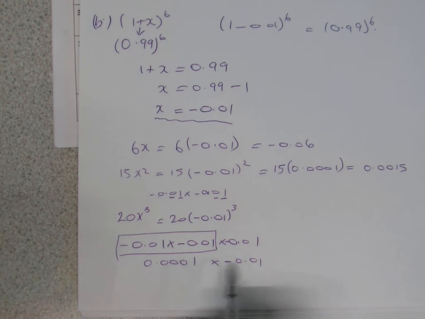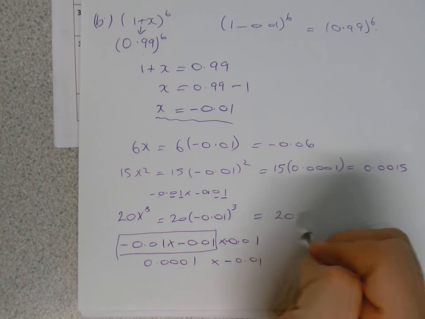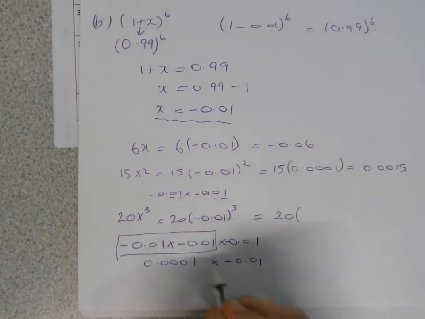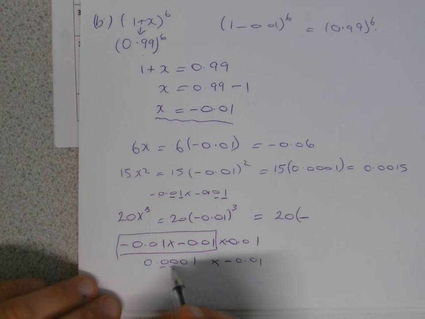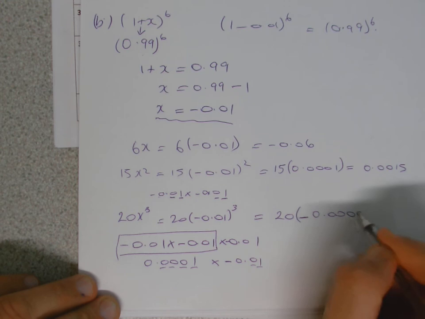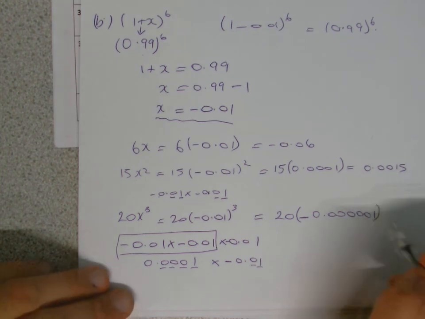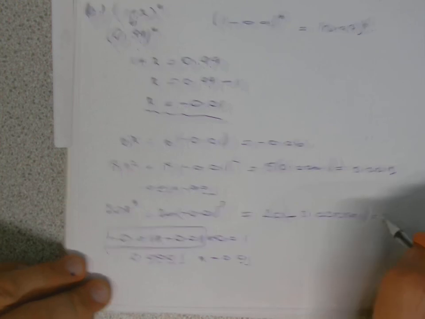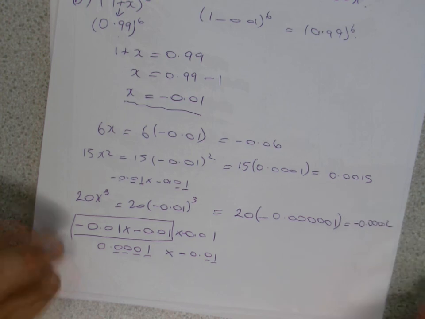So then we're back to multiplying 2 decimals together. In our answer, we'll have 20 there, and a positive times a negative is negative. Just do the same thing again: 1 times 1 is 1, and how many decimal places have we got? We've got 4 there, 2 there, so 6 in total. When you times that by 20, you have negative 0.00002.